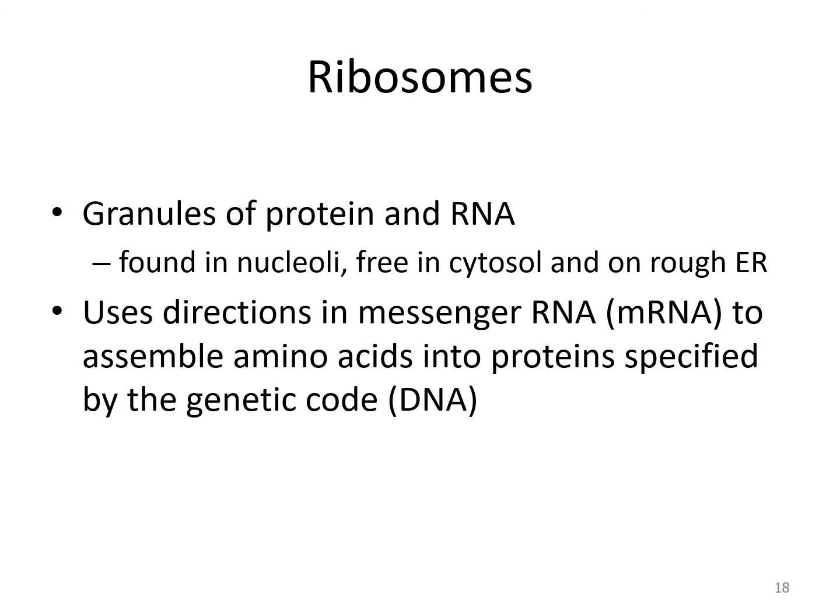Okay, so ribosomes are granules of protein and RNA. They're found within the nucleoli, free within the cytosol, and within the rough endoplasmic reticulum. Ribosomes, as we saw earlier, use directions contained within the messenger RNA to assemble amino acids into proteins specified by the genetic code. Now, it's important to note that ribosomes are found in both eukaryotic and prokaryotic cells.